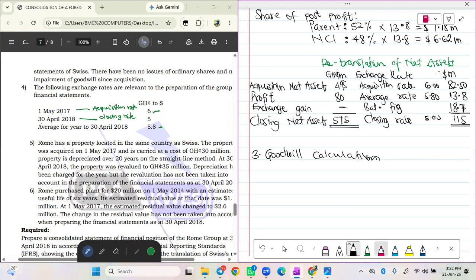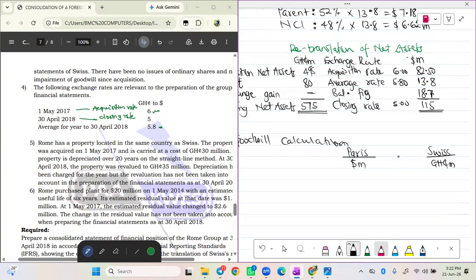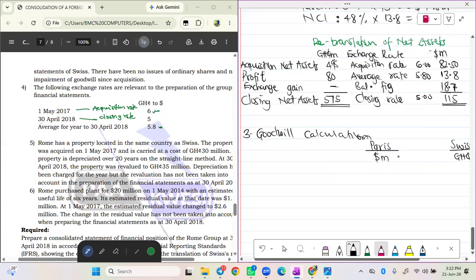Therefore, Paris will come first and you do for what? Swiss. But Paris was in dollars. Swiss is in what? Cedis. When we are done, we must retranslate the Swiss goodwill. That's the only thing we'll do here. So we start with the cost of investment.